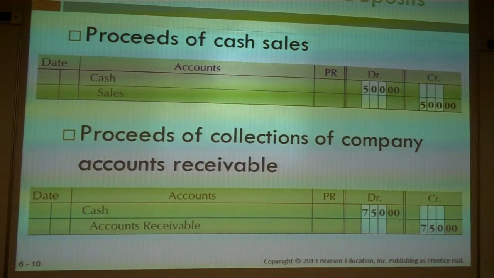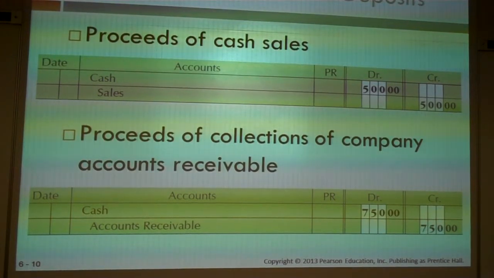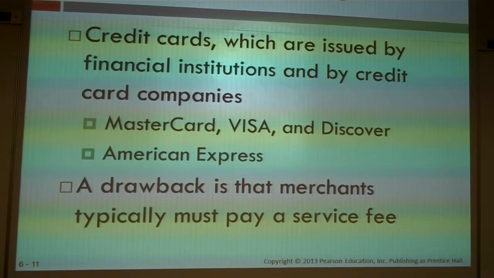Proceeds of collections of a company for accounts receivable, debit to cash again, and cash is the easy one. If we're making a deposit, that's a debit to cash. If we're writing a check, that's a credit to cash. So cash, accounts receivable.